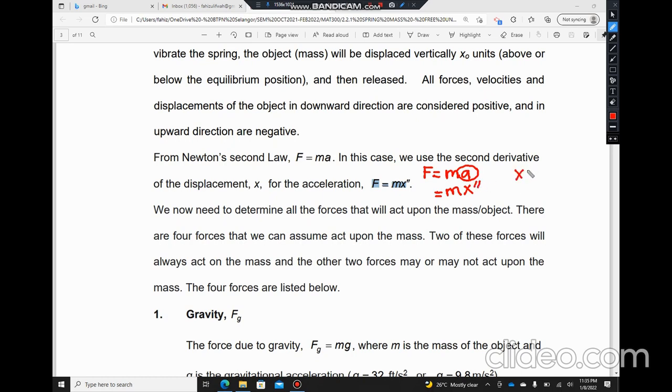Why? x is the displacement, meaning the position, which we assume as x, and then x prime is the velocity. When we differentiate displacement, we get velocity. Then when we differentiate velocity, we get acceleration. So there is a relation between x prime and x double prime. That's why for acceleration A, we don't use A, we replace it with x double prime, because x double prime also represents acceleration. We want to find the displacement x. So we use the second derivative of the displacement, F equals mx double prime, which is actually the same as F equals ma.